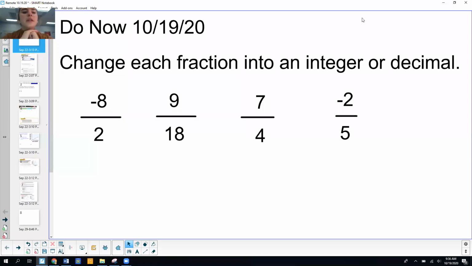Morning, everybody. It is October 19th. It's Monday, and it's the day of a new unit. We're talking about proportional relationships this unit. So we're moving from equation solving to proportional relationships.